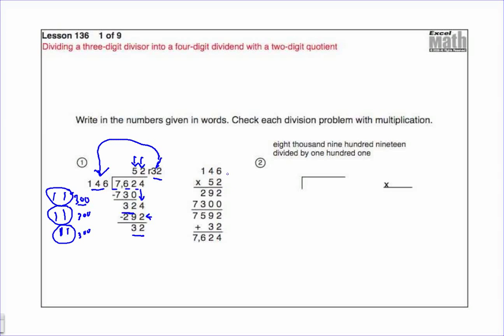And then they, right here, checked the problem by multiplying and then adding the remainder to the end to get 7,624. Which is the same as that number right there. So you're feeling pretty good about your answer.